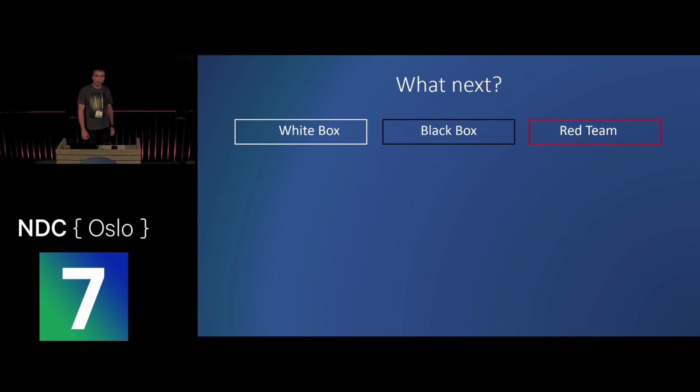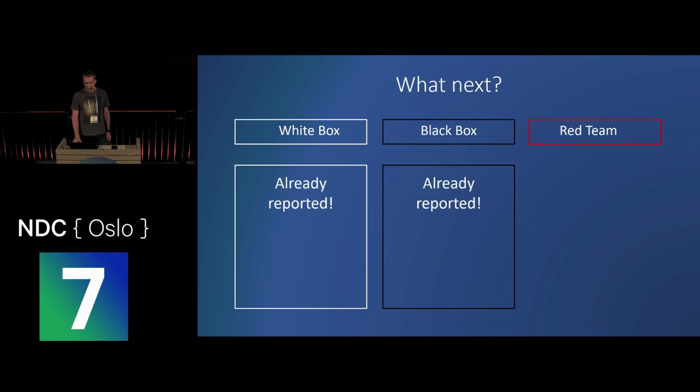So if we take a look at our security tests, what does it mean if we achieve this kind of result? For white boxing and black boxing, so for static code analysis and penetration tests, they are not so relevant because they already reported the issue. They reported the bug, which should be fixed, and would have stopped the red team from achieving such access.